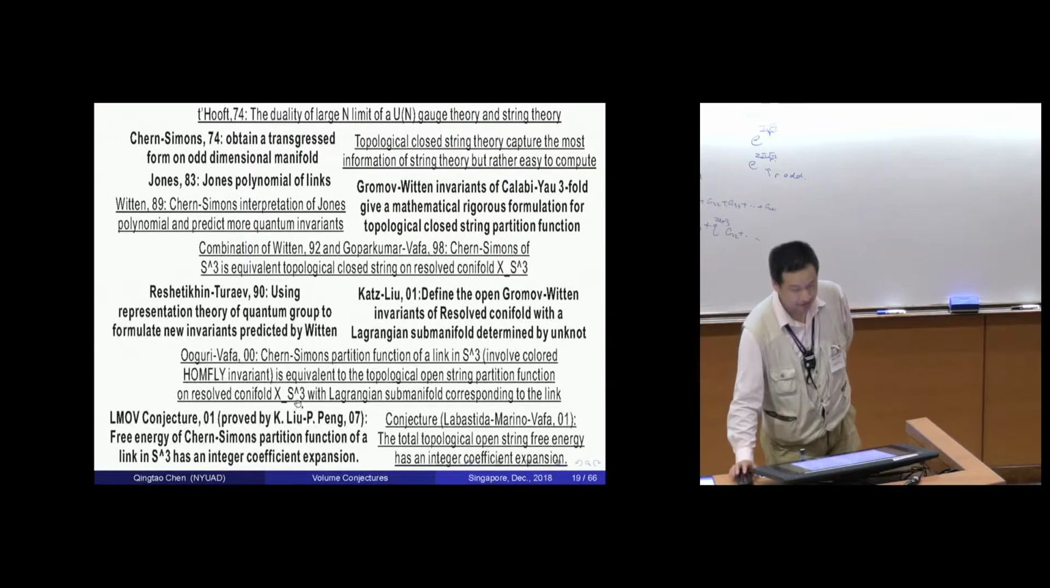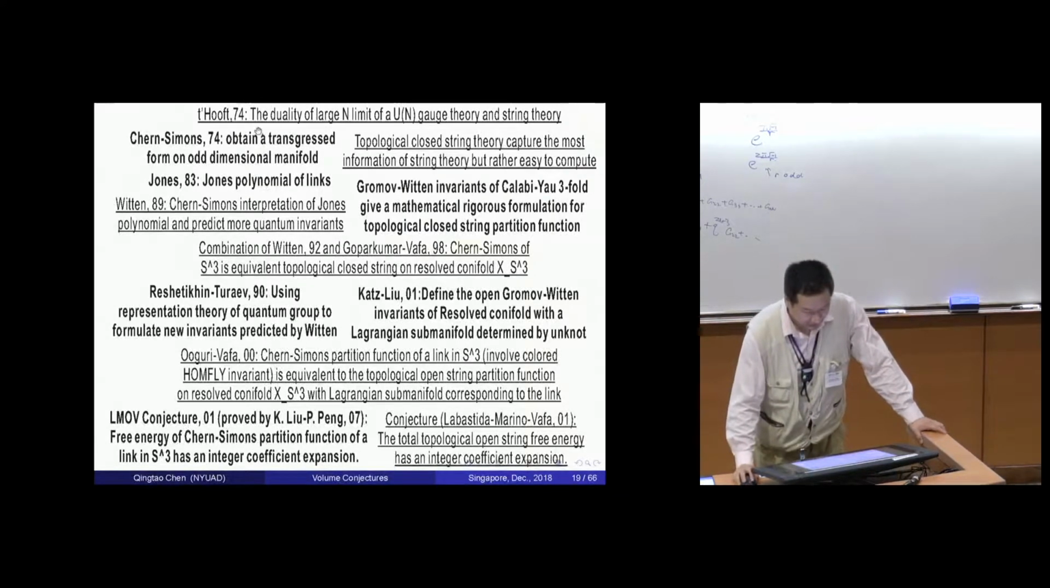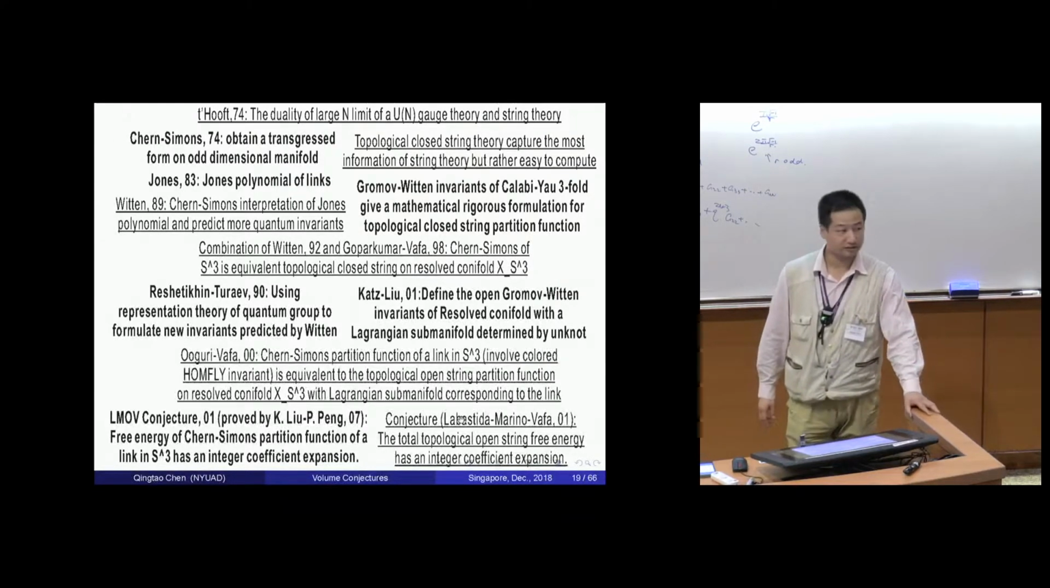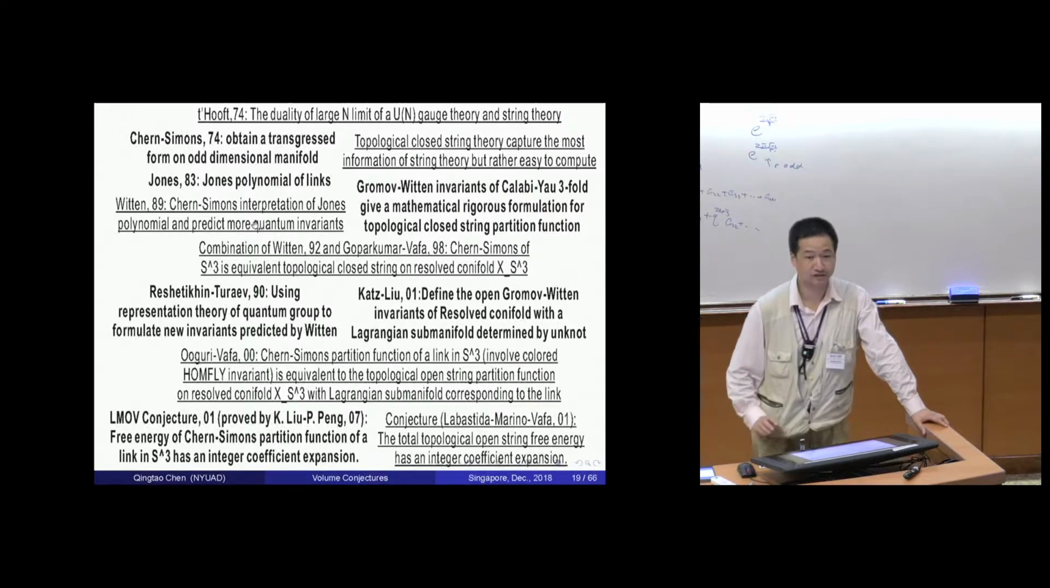Here is the large N duality of mathematics and physics. The left-hand side is the Chern-Simons gauge theory, and the right-hand side is the Gromov-Witten theory. The second word is Chern-Simons, which is the mathematics, and the underlined sentence is the physics.